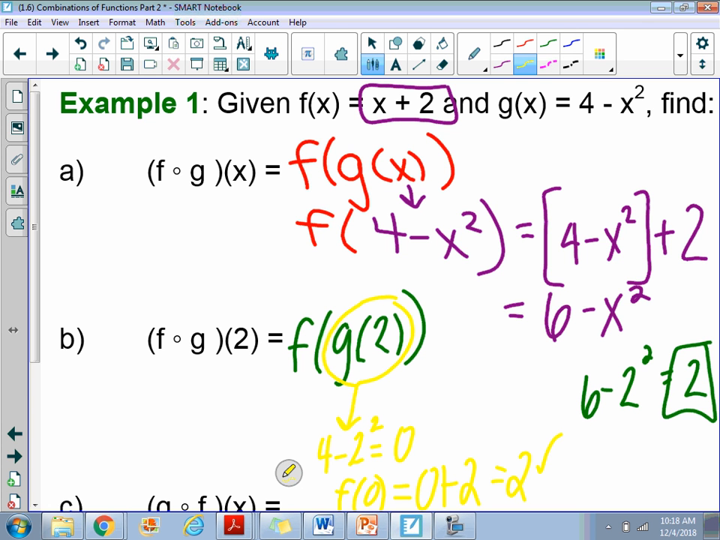Oh, so do you plug in the answer into F of X? Mm-hmm. Yeah. So in this case, I plugged my function in to F. So I took this whole thing and I plugged it in where I saw that X. In the second situation, it says I want to plug 2 into the G function. I'm going to get that answer, and I'm going to plug that answer into the F function.